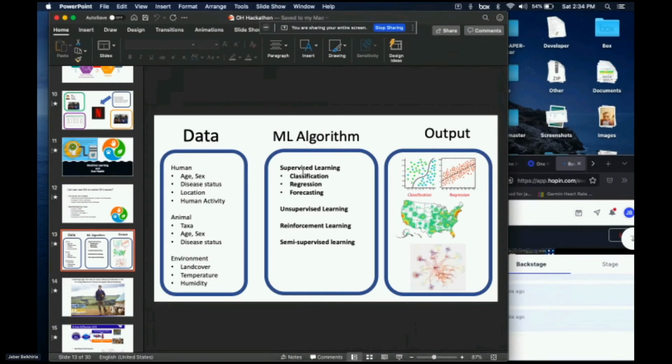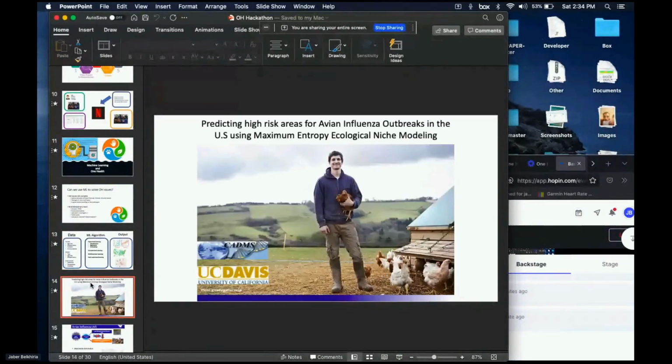The algorithms that we are using are almost the same as the algorithms used in economics and computer science, but the outputs can be interpreted differently. So disease or no disease, or predictions of disease maps, so areas at high risk of disease, but also networks. And here I'm showing an example where, when I was a PhD student, I used a machine learning model called the maximum entropy to predict areas of high risk of avian influenza outbreaks.